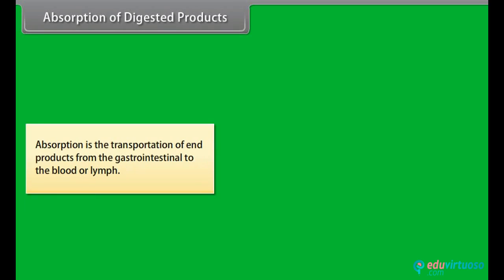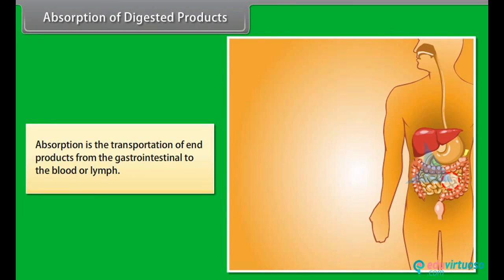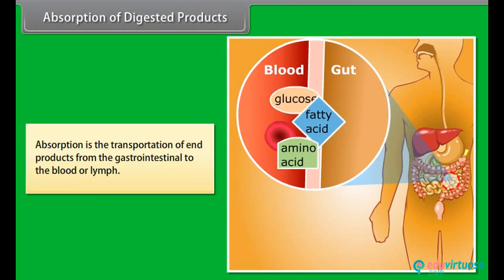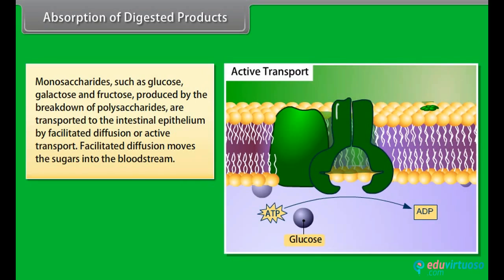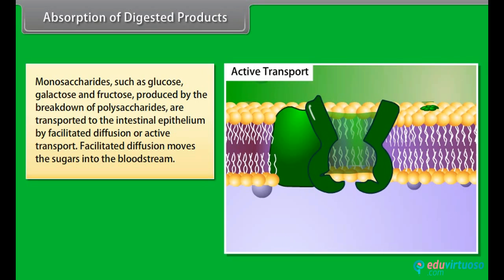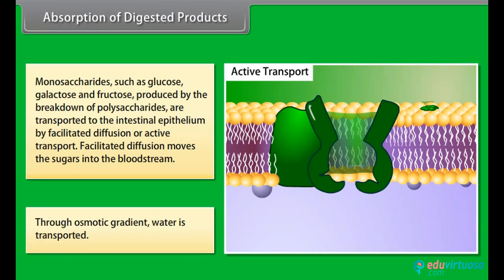Absorption of digested products. Absorption is the transportation of end products from the gastrointestinal tract to the blood or lymph. Monosaccharides such as glucose, galactose and fructose produced by the breakdown of polysaccharides are transported to the intestinal epithelium by facilitated diffusion or active transport. Facilitated diffusion moves the sugars into the bloodstream. Through an osmotic gradient, water is transported.